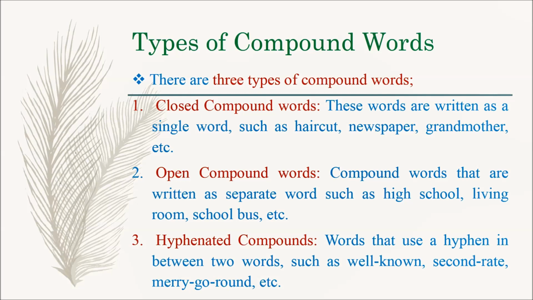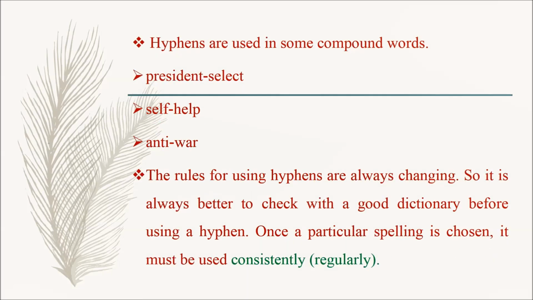Next we have hyphenated compounds. These are words that use a hyphen in between two words such as well-known, second-rate, merry-go-round, etc. Hyphens are used in some compound words. Examples are president-elect, self-help, anti-war.